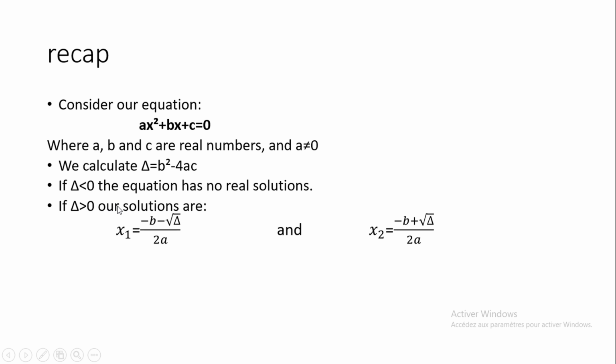If delta is positive, our solutions are x1 equals minus b minus the square root of delta over 2a, and x2 equals minus b plus the square root of delta over 2a. And finally, if delta equals 0, the equation has one solution, x12 equals minus b over 2a.